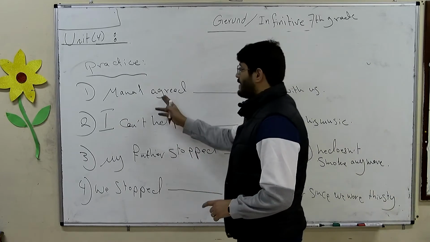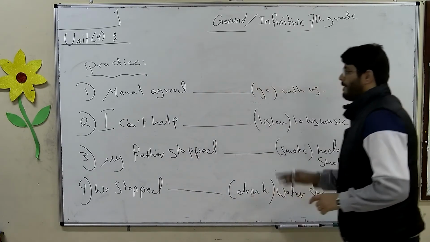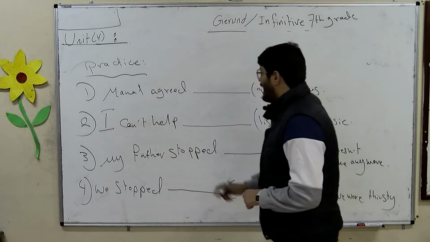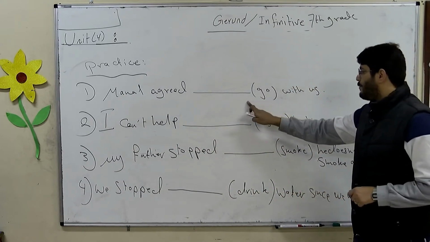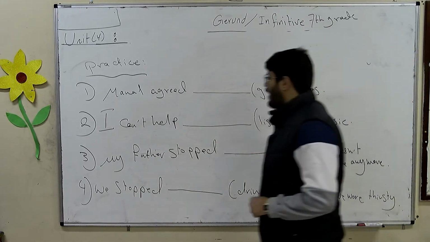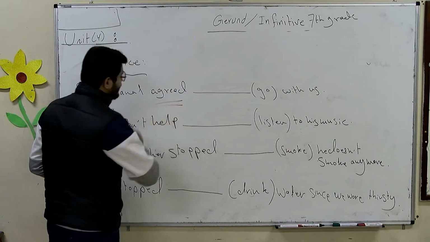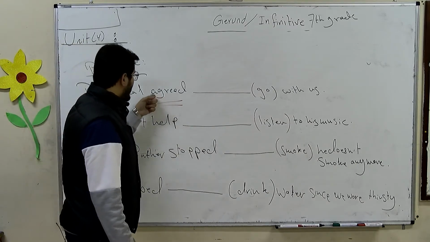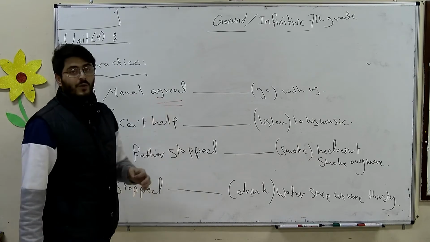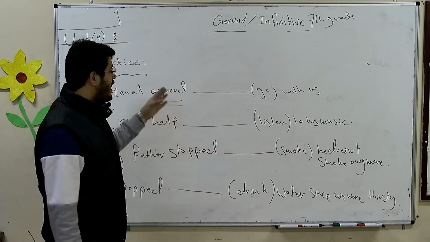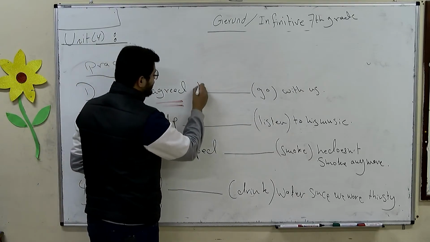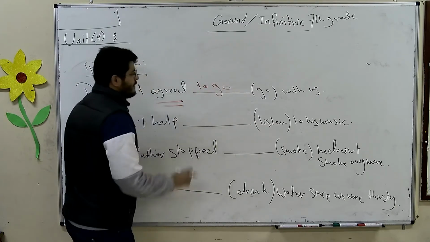Now, my students, we have this practice. Let's see the practice that we have. The first sentence: Manal agreed, and we have the verb go between the brackets, with us. As you see, we have one of the verbs which are followed by infinitive. So the answer is Manal agreed to go with us.